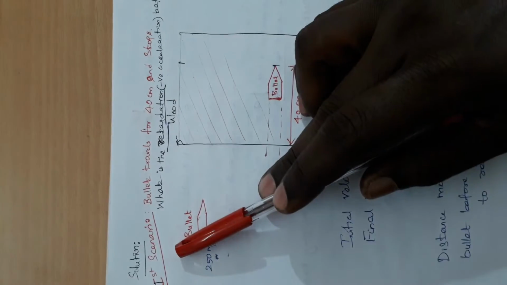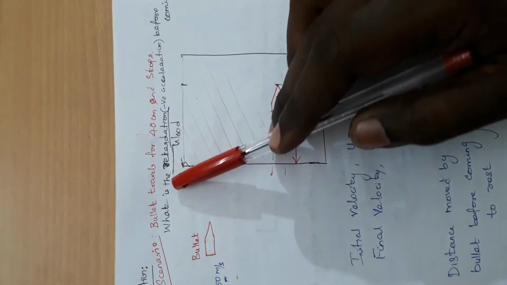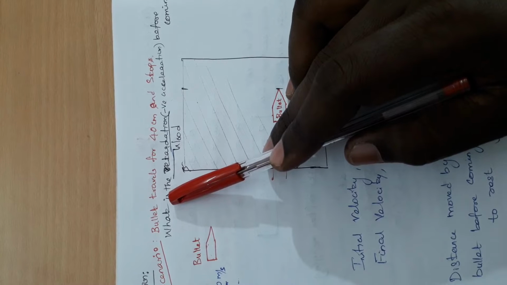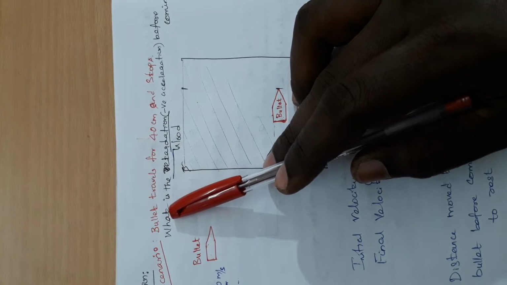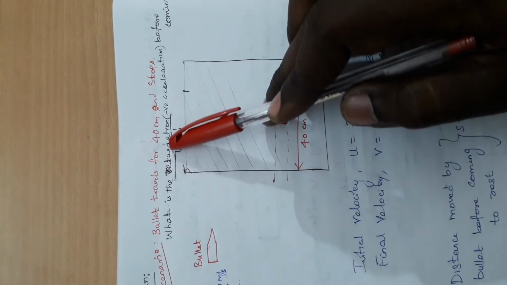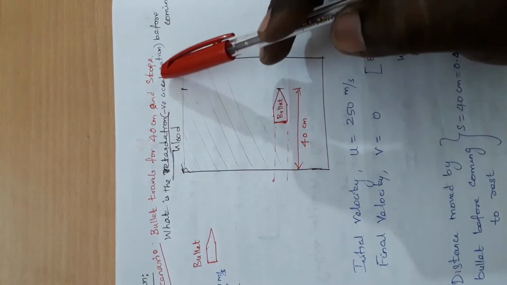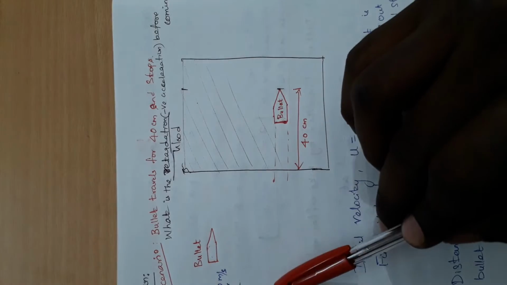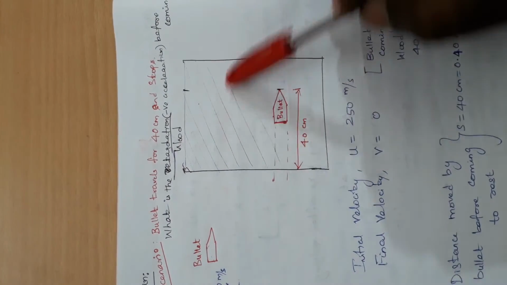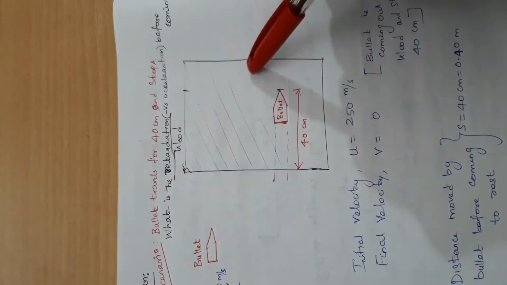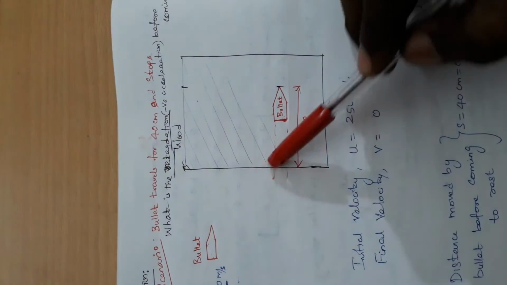Now this is the first scenario. Once the gun is fired, the bullet comes out of the gun and travels for 40 centimeter and stops. It is fired from here into a log of wood. It is a very thick log of wood. Now it is fired here.